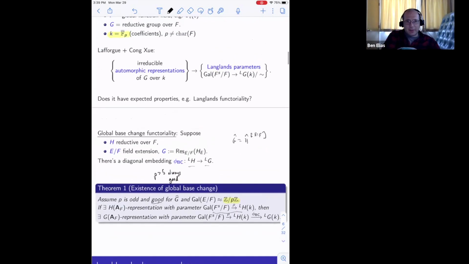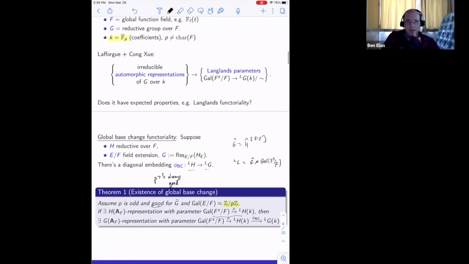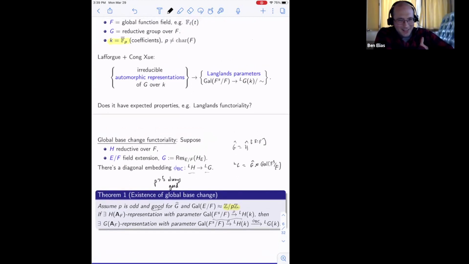Maybe I can ask, what's the difference between the L group and the dual group? Well, the L group, we can say it's like the dual group, but it has a certain Galois action, which tracks the descent datum from the split form of the group over the separable closure to your ground field. Good question, but that's good enough, I think.